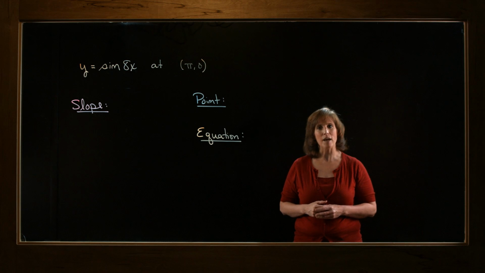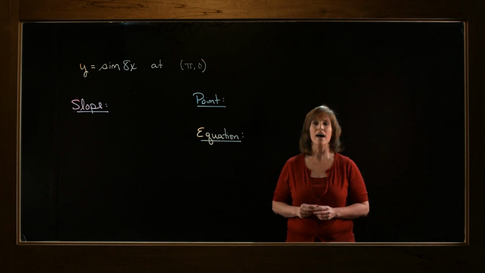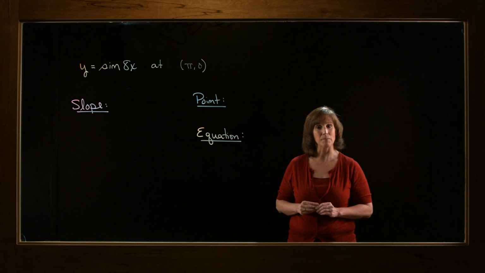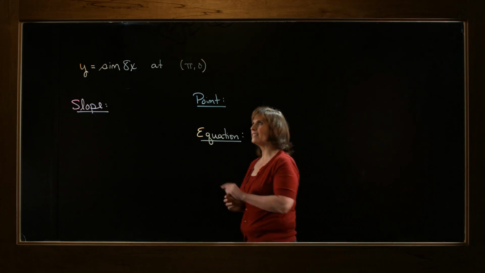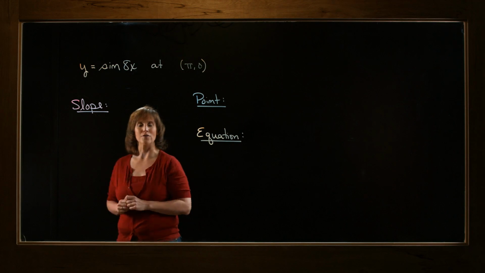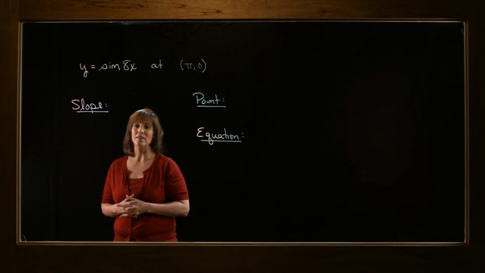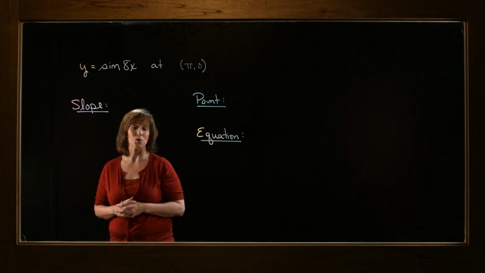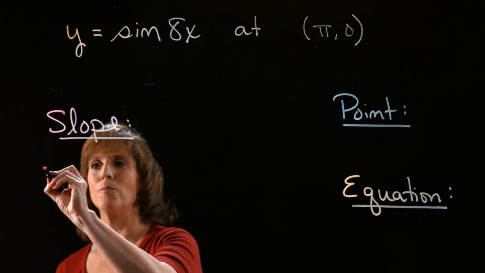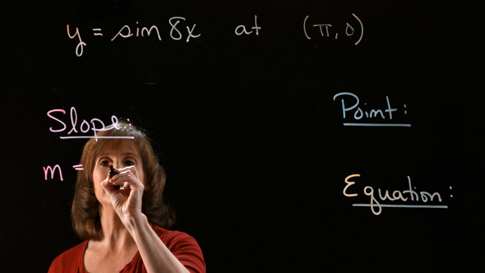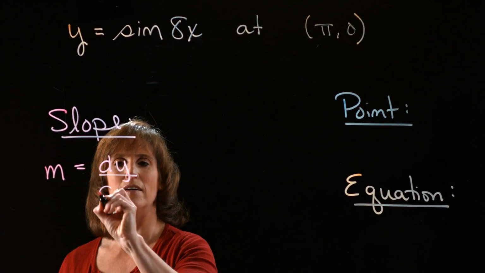Well, in order to get the equation of a line, I need two things. I need the slope of the line, and I also need one point on the line. So let's start with the slope. I know that this line needs to be tangent to my curve. So when I'm trying to find the slope of a line that's tangent to a curve, I'm looking for the derivative. So the slope is going to be the derivative.